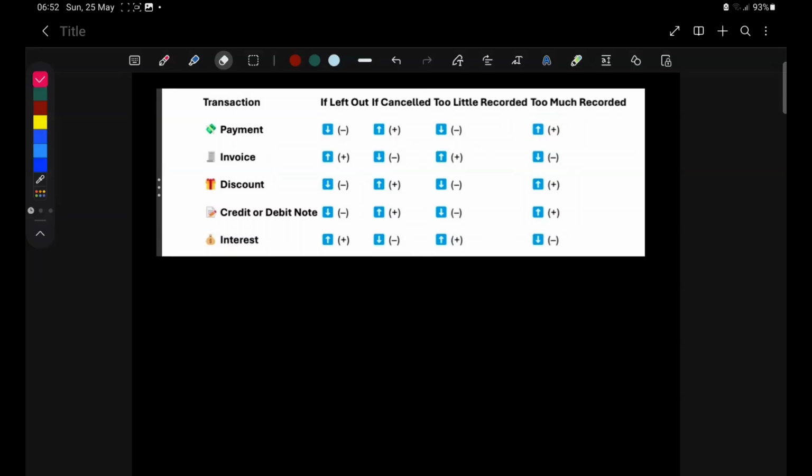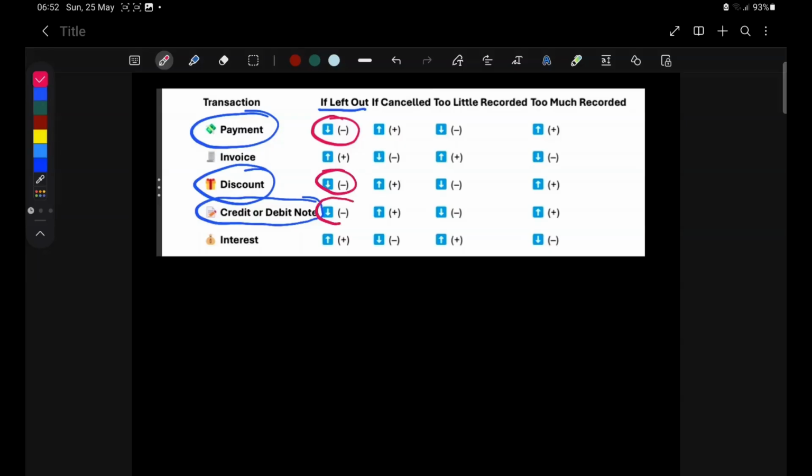Then I'm going to group the following together: a payment, a discount, and goods returned. These transactions make my account less. They make the balance that I owe my creditor less. So let's say one of them is left out. If a payment is left out, it's a minus because it must make my account less. If a discount is left out, it's a minus. And if a return is left out, it's a minus. Can you see all of them? They go together: payment, discount, and goods returned.